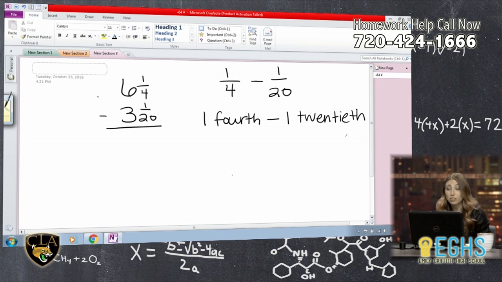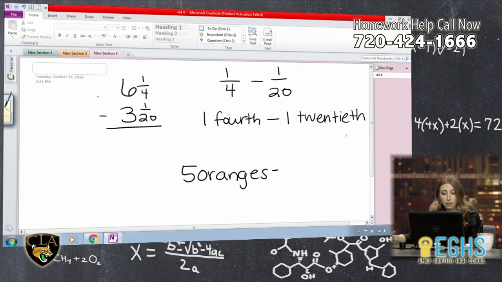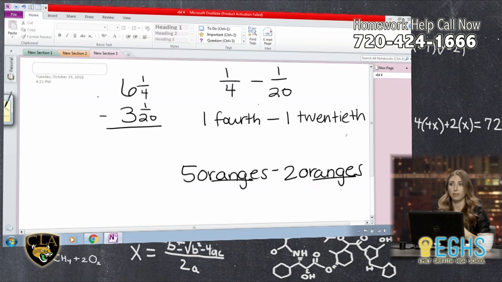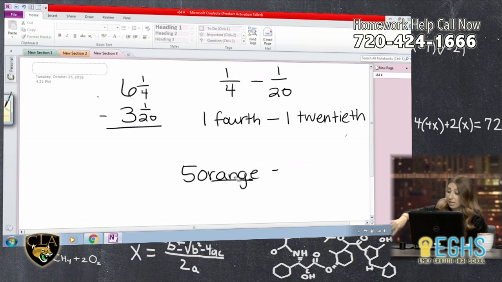So what is important with fractions, you might already know this, is that we need to have common denominators. If we were taking 5 oranges minus 2 oranges, we can do that. That's not a problem. And so if we had the same name, then we wouldn't have a problem with taking away 1/20 from a 1/4. So that's our goal, to have the same denominator.